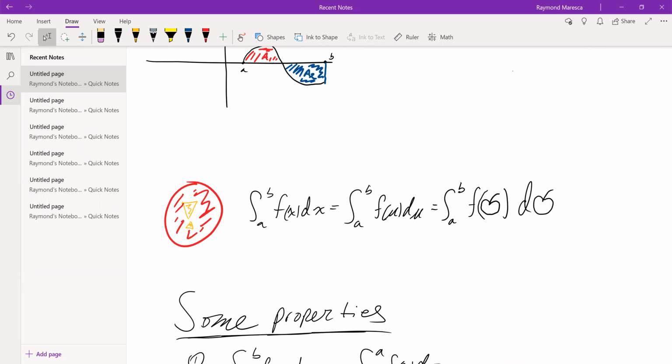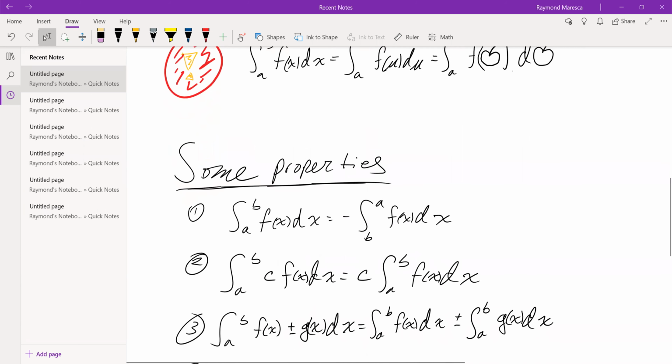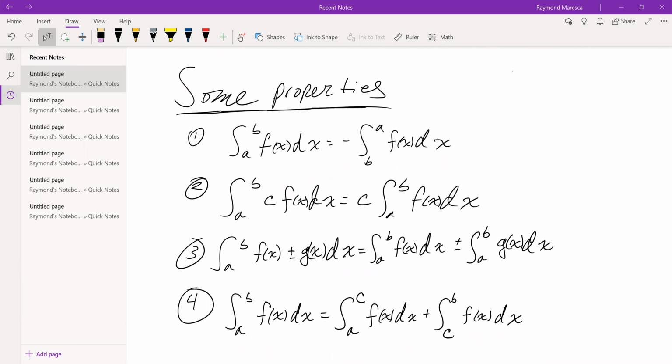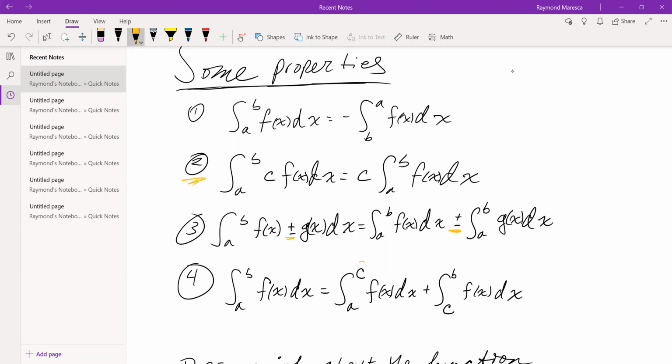So what can we do with the definite integral? Well, the definite integral has some very nice properties. We can reverse the limits of integration. That's what property 1 is saying. We can pull out constants, which is property 2. We can distribute the integral over sums and differences. And whenever we have some number c that lies between a and b, we can actually split the integral up from a to c and then from c to b. This should look eerily similar to what we did with sigma notation when we were able to split up sums.